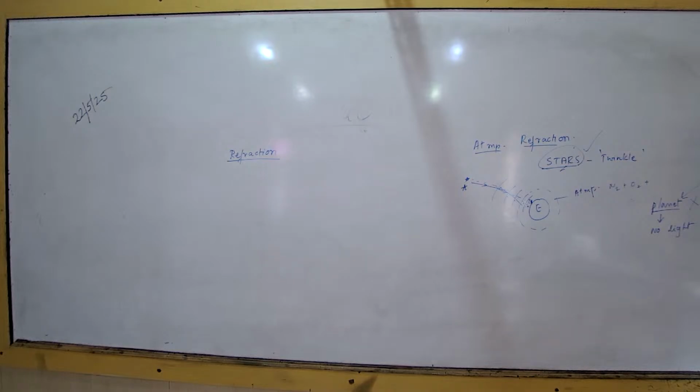If you're writing only this, it's only half a mark. Incomplete answer. Also write about the apparent position of the star, why it is changing.